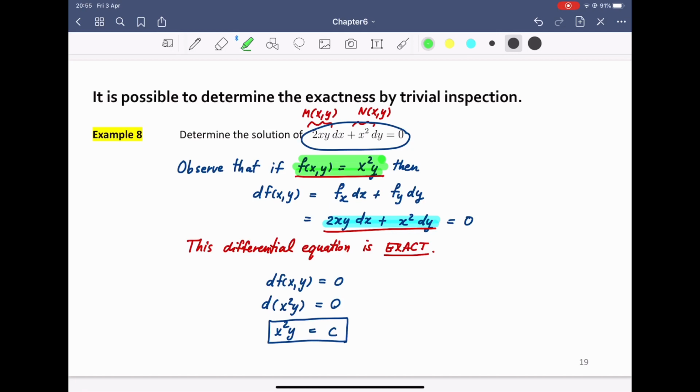How do I know that this function f works? For this question, we are lucky enough that our M and N are not complicated, so I can eyeball the function f and get it easily by inspection. However, most of the time the exact differential equation is much more complicated, and we cannot eyeball such a function f like this all the time. So we need more tools to deal with it.